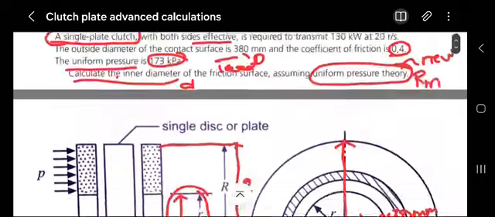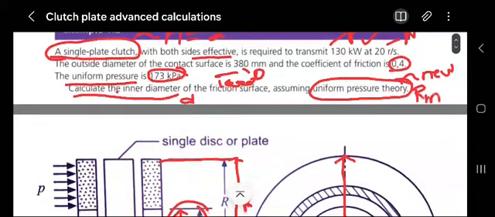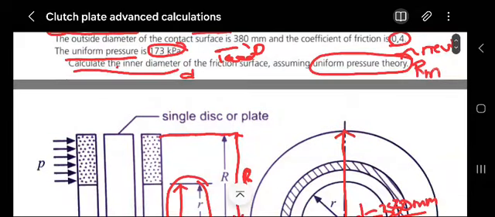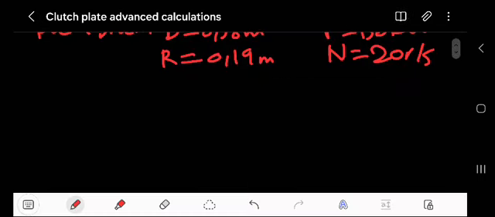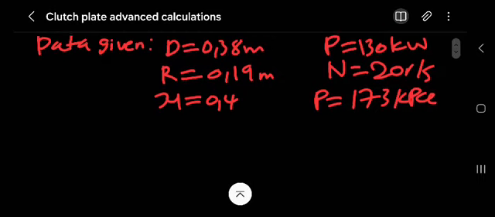So yes, we have coefficient of friction 0.4 and the pressure of 173 kilopascal. Coefficient of friction 0.4, then the pressure, which is 173 kilopascal. So we are done with our data.